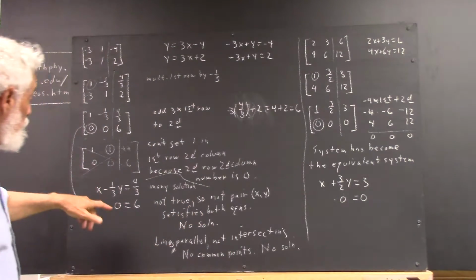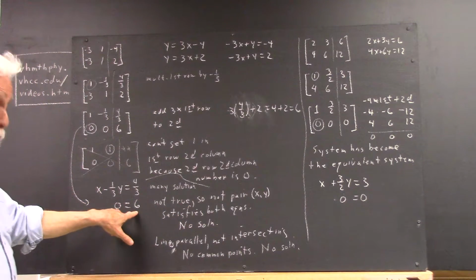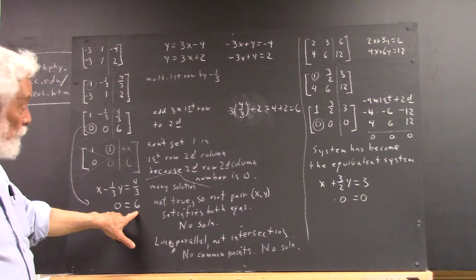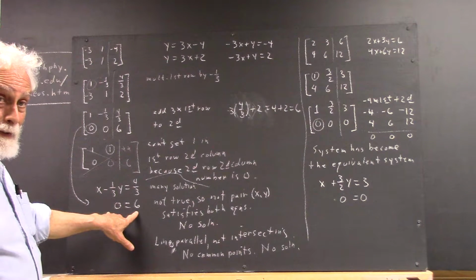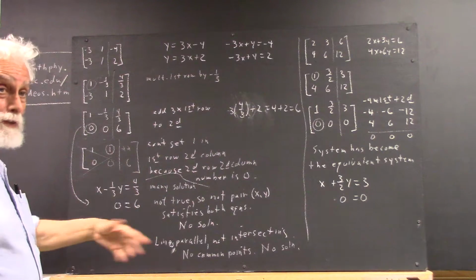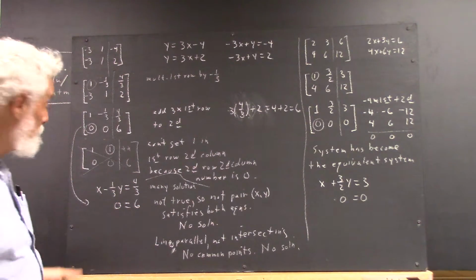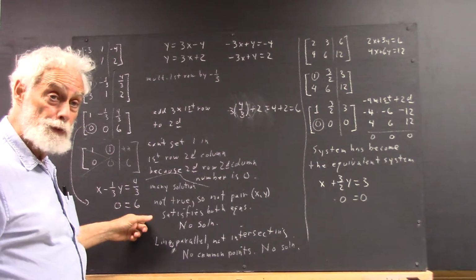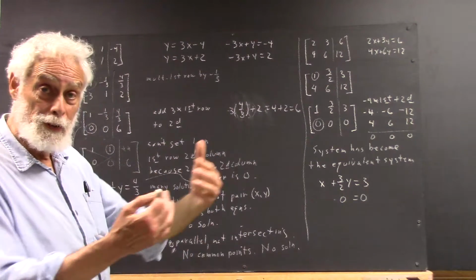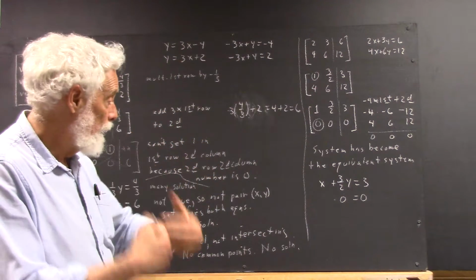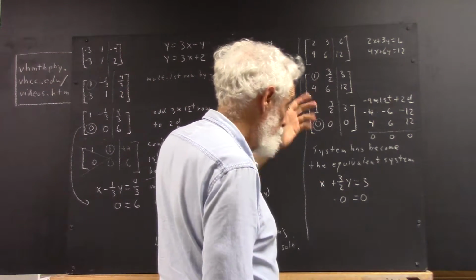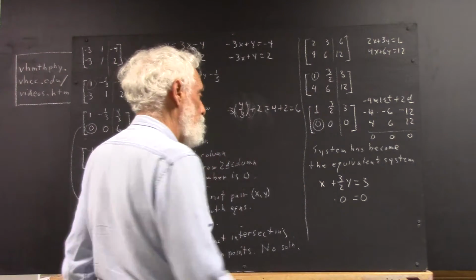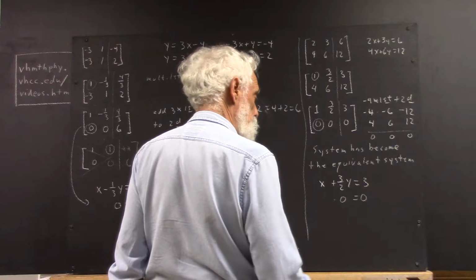Unlike over here where we got 0 equals 6, that was information. That told us that the system is inconsistent. It told us that an equivalent system says that 0 equals 6. Well, that's untrue. So the whole system is untrue. The whole system has no solution. In this case, the system has a solution. Matter of fact, it has many solutions.